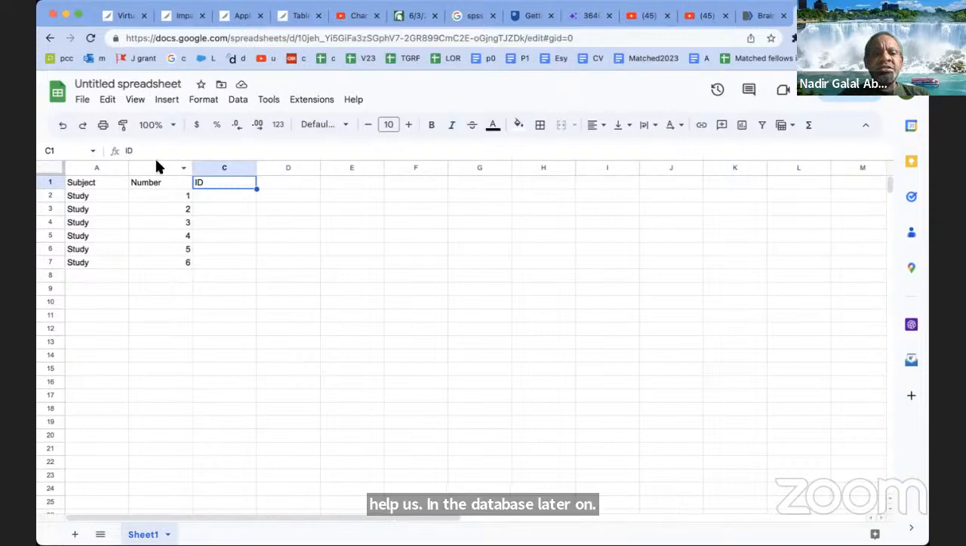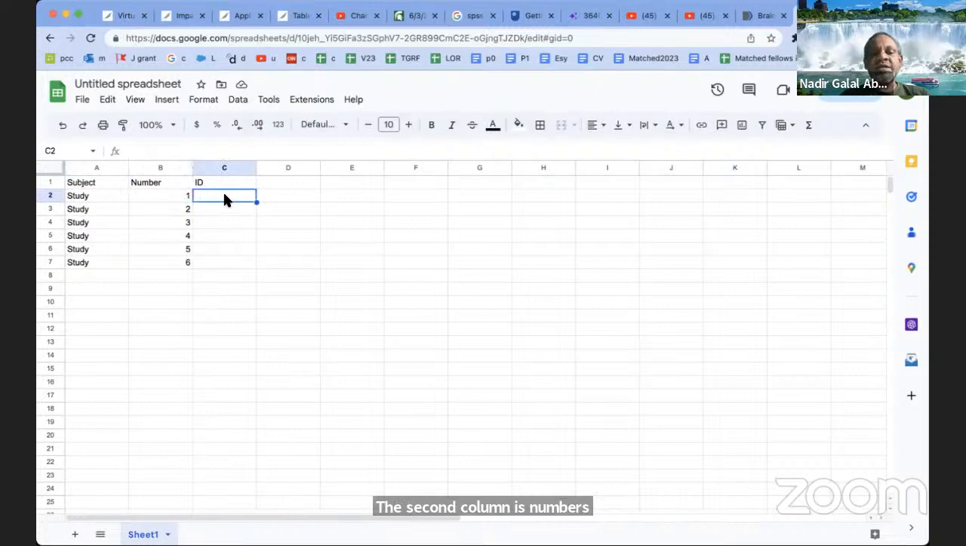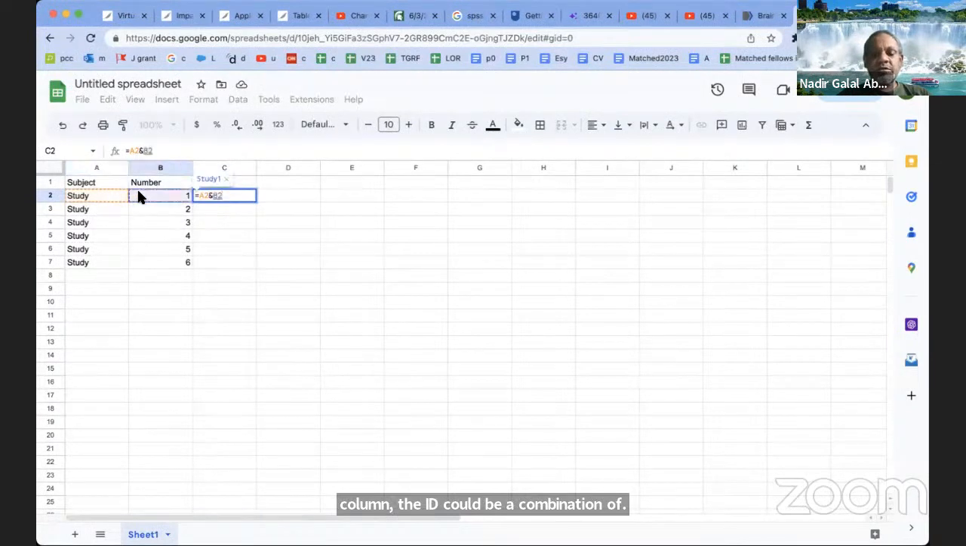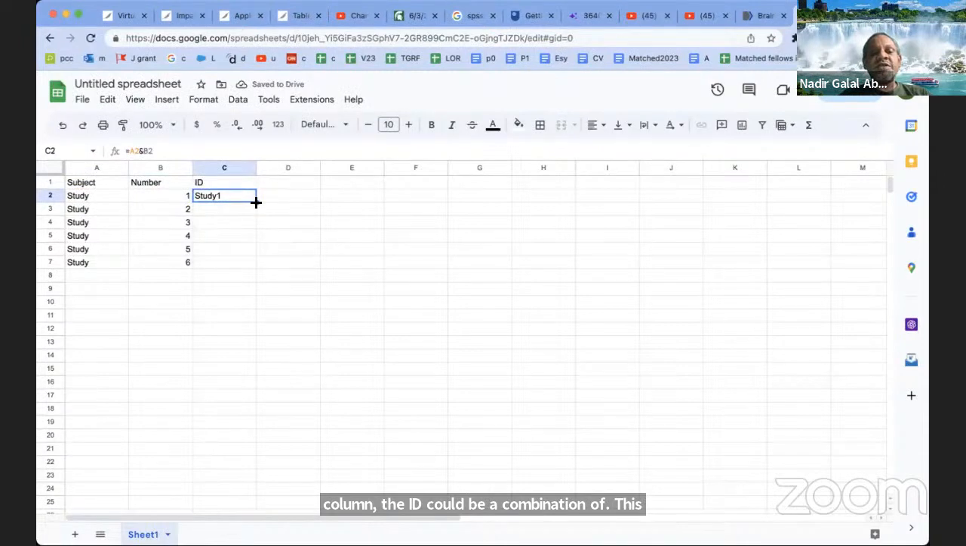As you can see here, the first column is text only. It's subject. It could be the name of the patient, whatever. It's only letters, could be a combination of letters. The second column is numbers only, and then the third column, the ID, could be a combination of the name or the text and the number.